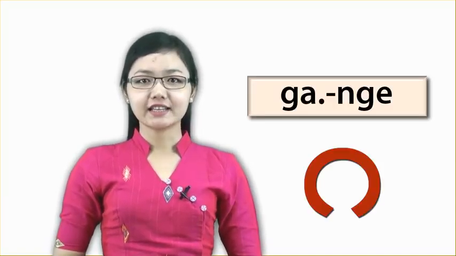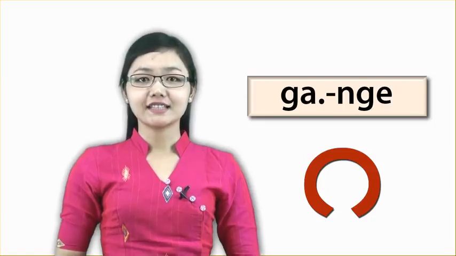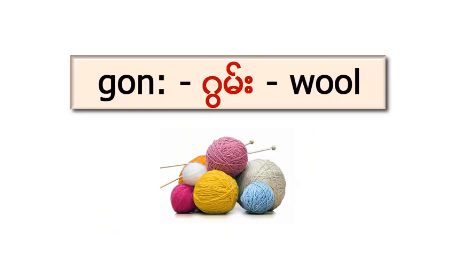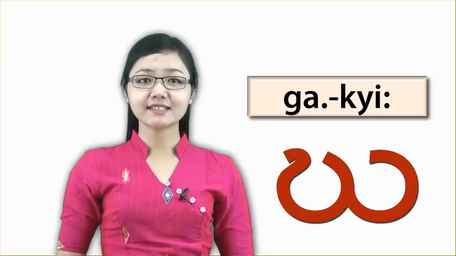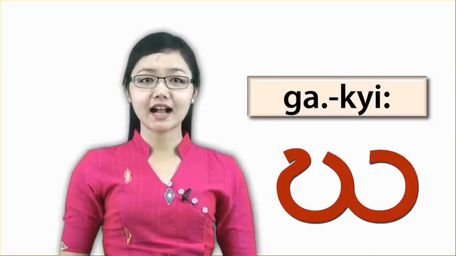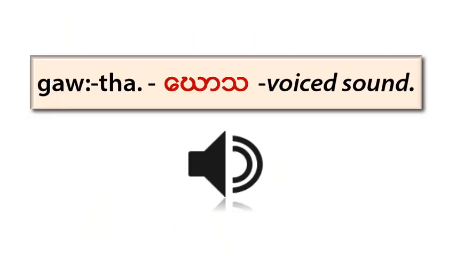At least I hope. Third letter is Gange, pronounced Ga. It sounds the same as an English G, as in glue. In Burmese, wool is called gong. Fourth letter is gaji, pronounced exactly the same as the previous one, ga. Here comes an example using the letter gota, voiced sound. This letter is very seldom used in Burmese.